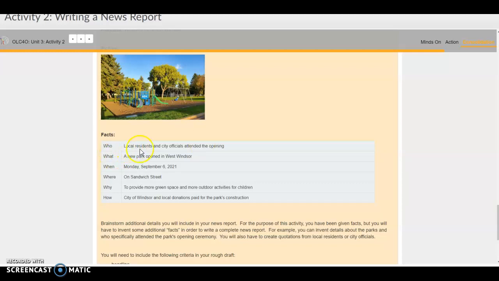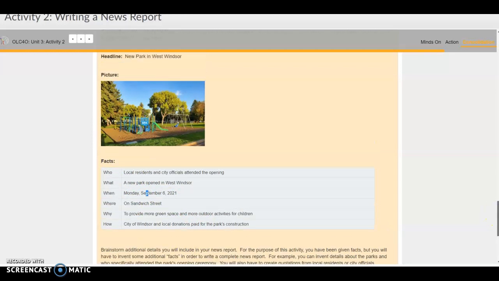It says here local residents and city officials attended the opening. Well, who attended? Did the mayor come? So give some details, right? Provide more details that expand on these facts, okay? And again, the trick is you're going to be inventing your own facts, so to speak. You're not researching a new park online. You're free to create this news report on your own. Just base them on the facts, the photo, and the headline that I've given you, okay?